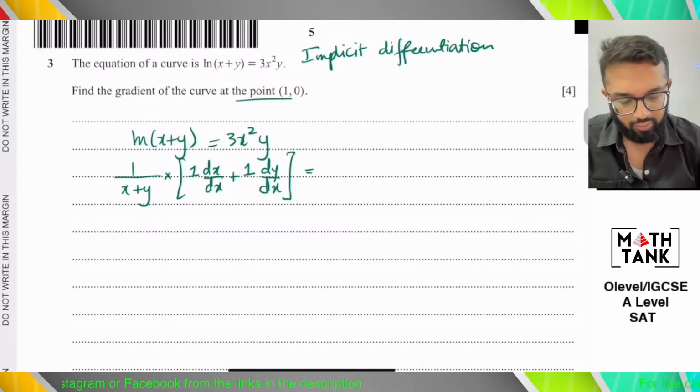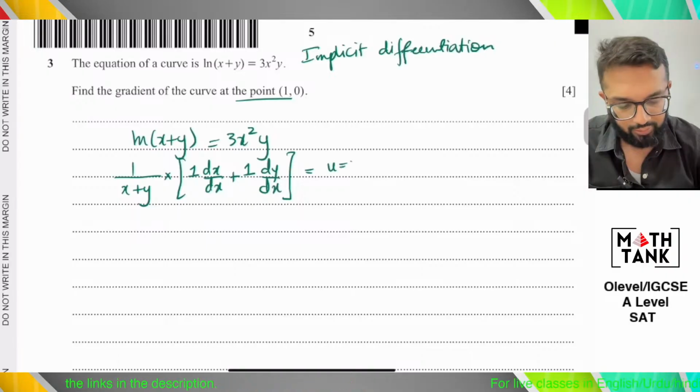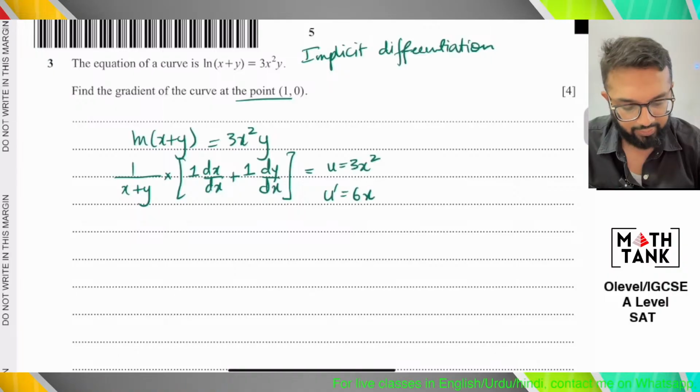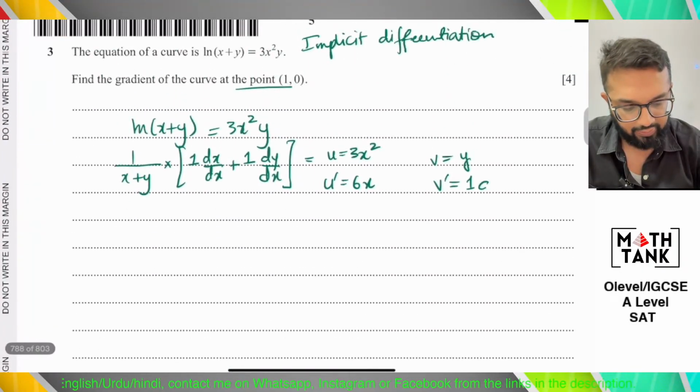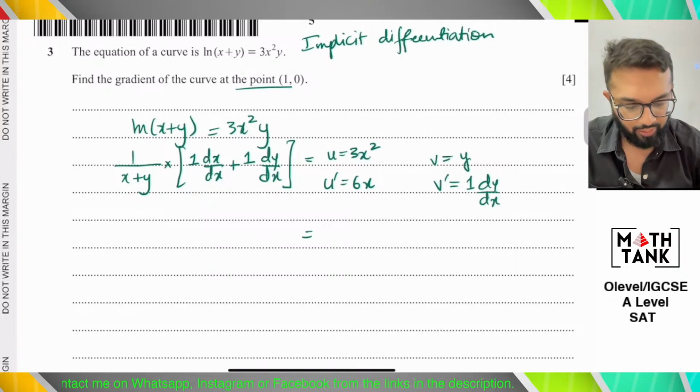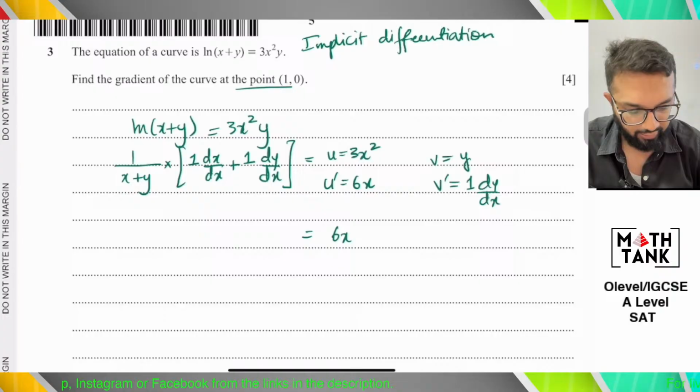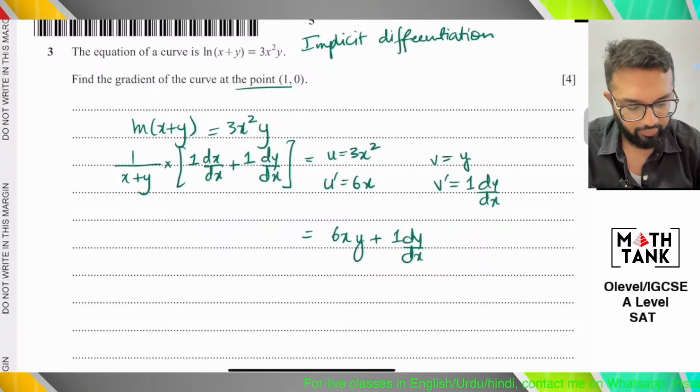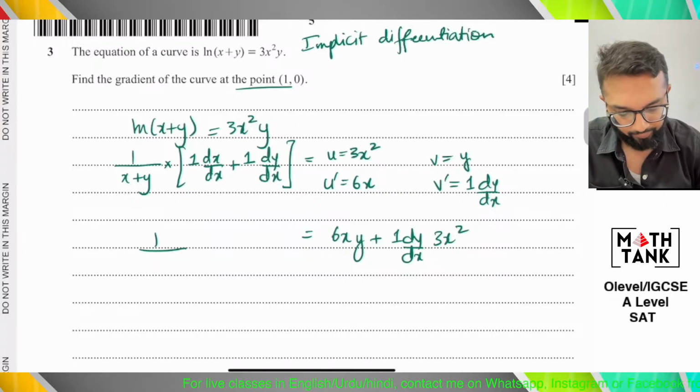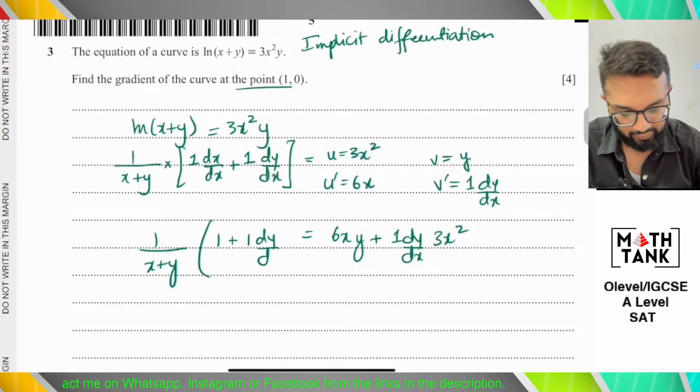Okay, so this is u equals 3x squared, u dash equals 6x, v equals y, v dash equals 1, dy by dx, so u dash v plus v dash u, this is the product rule, 1 plus 1 dy by dx.